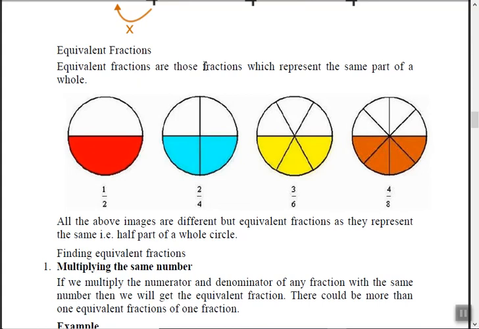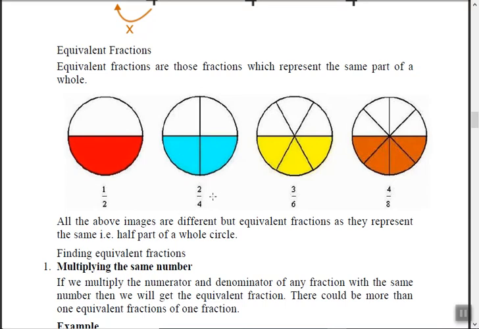Equivalent fractions are those fractions which represent the same part of the whole. What does that mean? See this circle: it's 1 by 2. There are two parts, and 1 upon 2 is this colored part. In this one, there are 4 parts and 2 are taken together, so 2 upon 4.